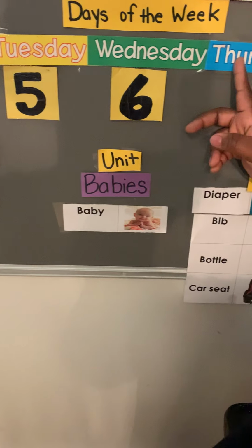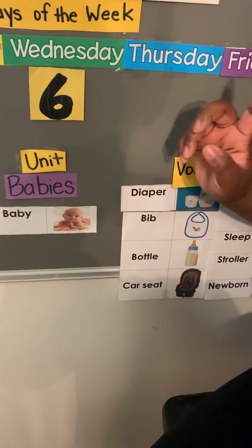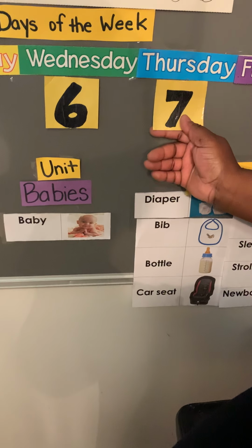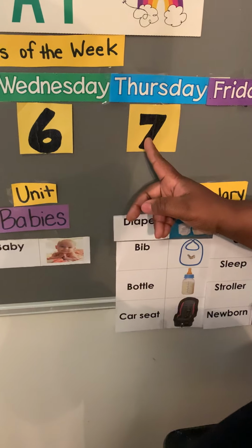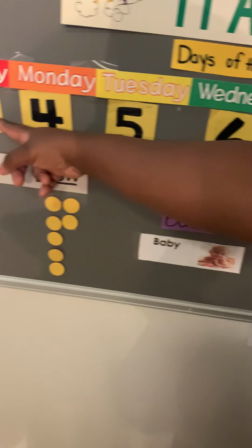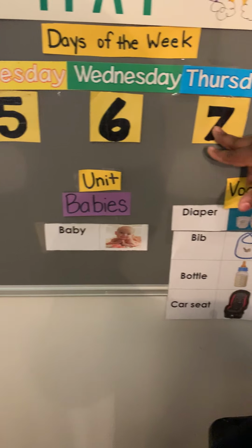What about the next day? Thursday. Let's see, after 6 is 7. 7. All right, let's see if we can figure out what's next. Let's start from the beginning. 3, 4, 5, 6, 7.